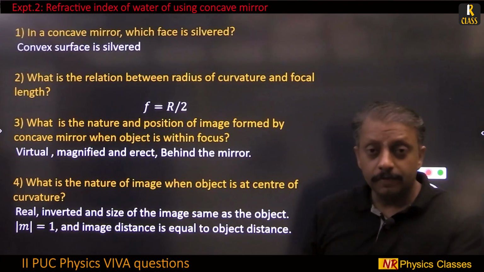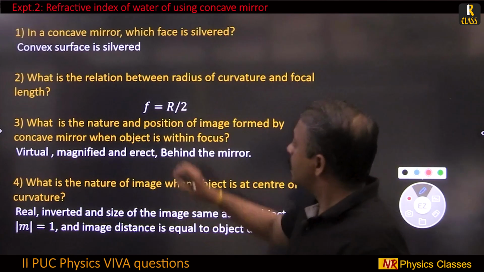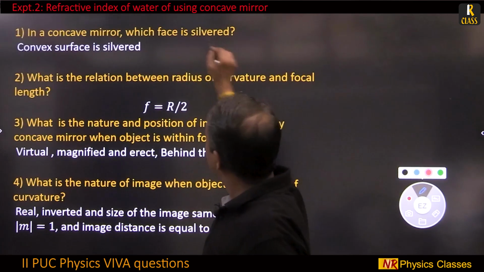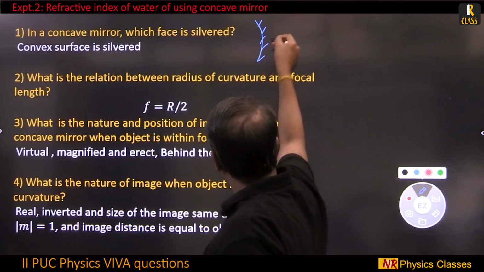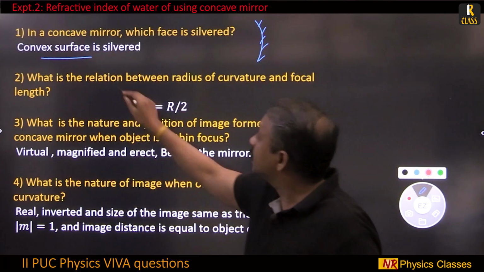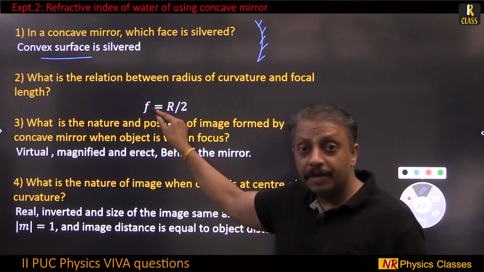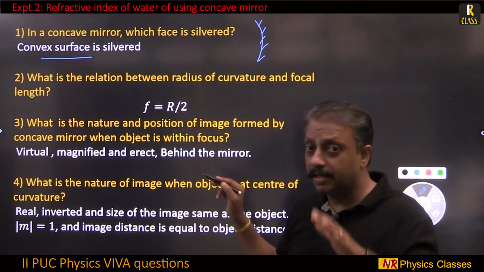Refractive index of water using concave mirror. In a concave mirror, which face is silvered? Concave means convex surface is silvered. What is the relation between radius of curvature and focal length? It's F equal to R by 2. Standard derivation, right?